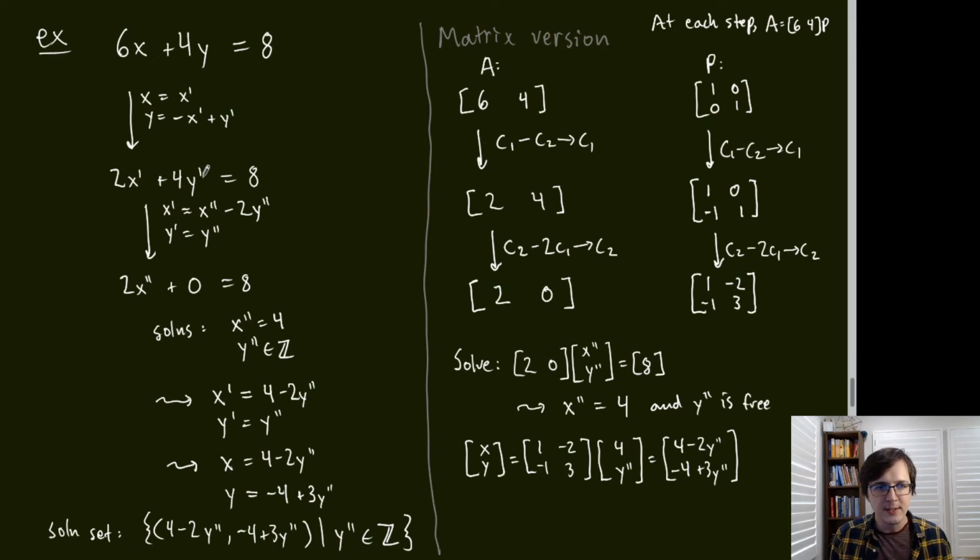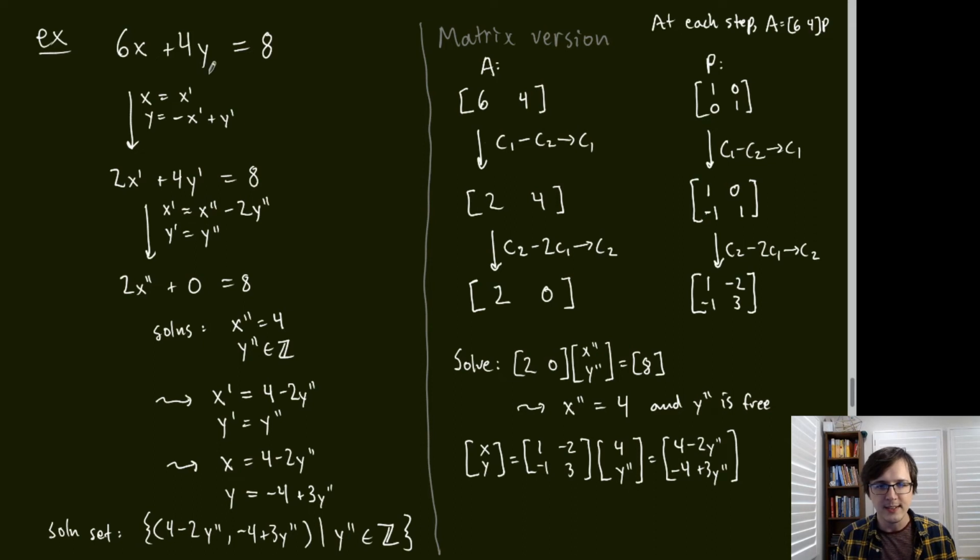And after the substitution, the minus 2y double prime that we substitute in here ends up subtracting a 4y double prime, which cancels out the 4y double prime. Okay, so we're left with this equation, 2x double prime equals 8, and there are infinitely many solutions to it, but all of them require that x double prime equal 4.